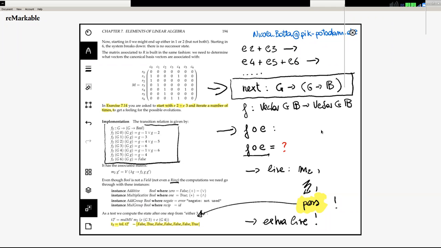And one possibility is, first of all, we have to be aware of what is the type of this function. This is a function that has to go from G into something that has to be a vector. And this has to be a vector of GB, of course. And so the question is, how can we define this function by having in our hands only the transition function? We do not have so many possibilities, and I suggest that we define it at V following next.